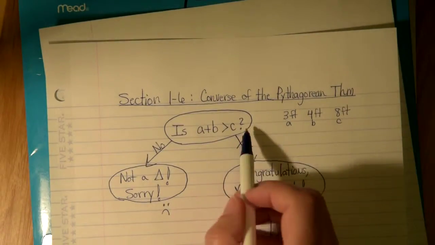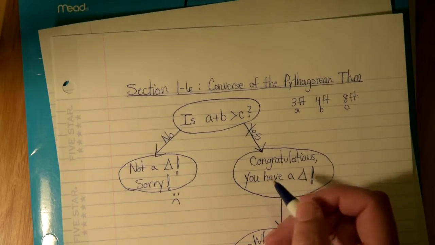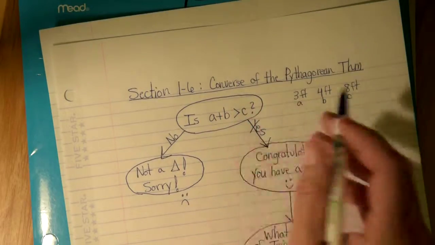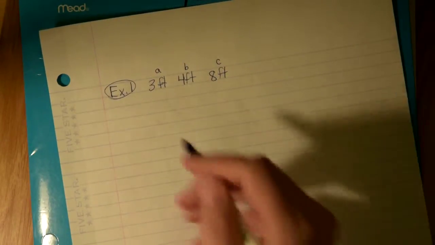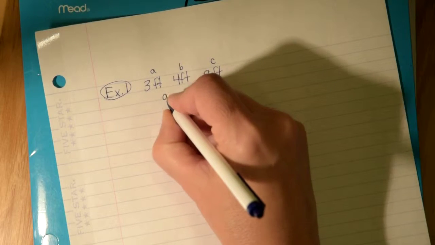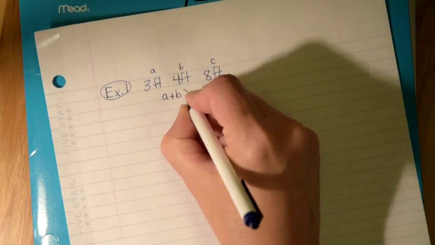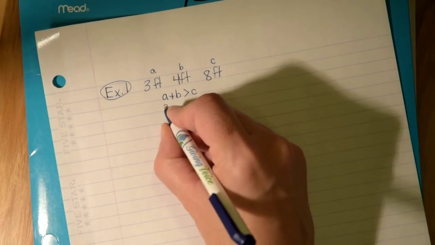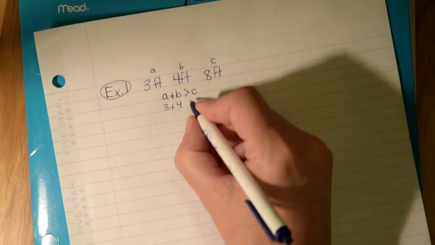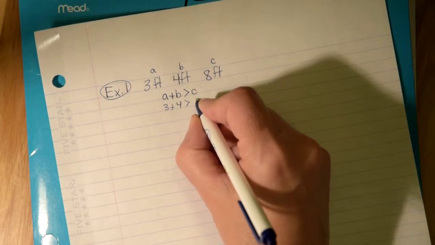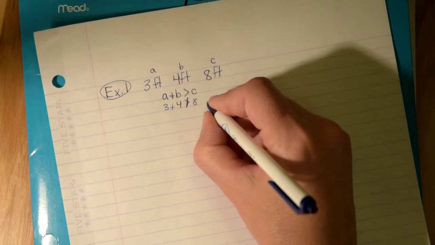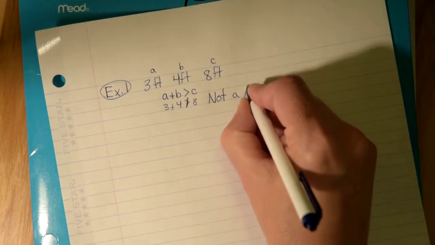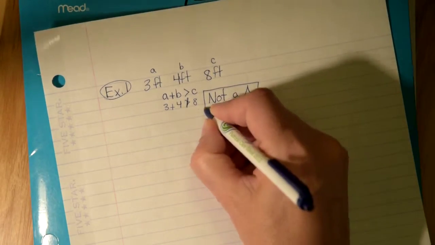And then the first question you have is, do you even have a triangle? Do these 3 sides make a triangle? You have to do this test. Nobody squared here. It's just A plus B. Is it greater than C? Well, 3 plus 4 is not greater than 8. That's a no. So my answer would be not a triangle. Done. Don't go any farther.